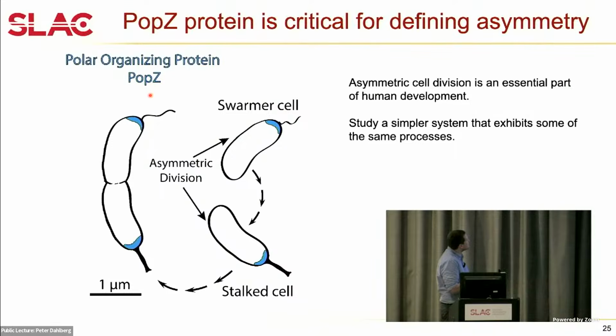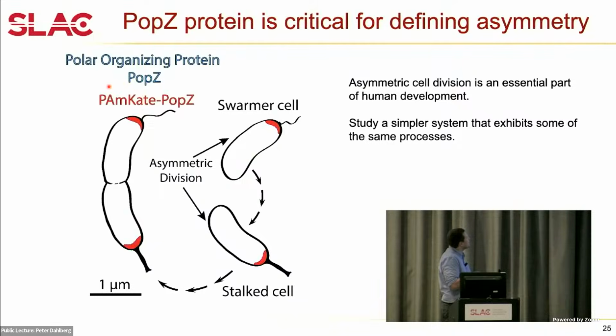POPZ goes to the ends of this bacterium, the poles of this bacterium, hence the name. And you can see that upon division, it leads to an inherent asymmetry. There's this protein at one end of the cell, but not at the other. So we want to take a look at this asymmetry in more detail. We're going to apply our correlative approach.